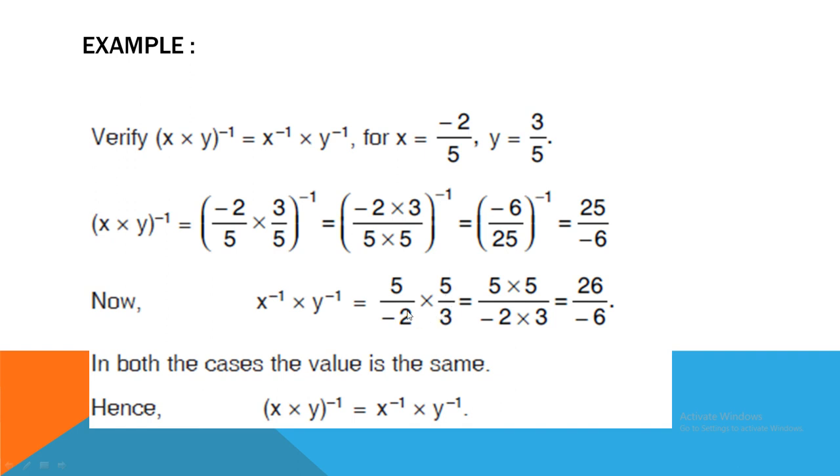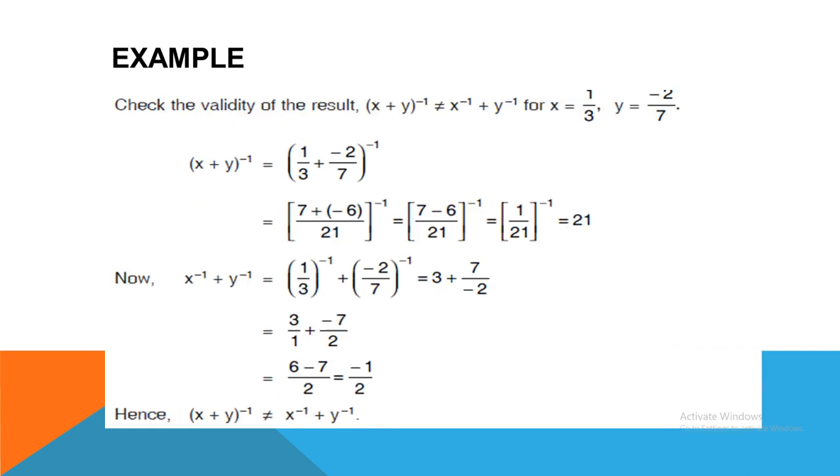Okay. Now we have to multiply them. Multiply numerators together, denominators together, and check can we cancel any number of numerator with denominator? No. So just simplify it. 5 into 5 will be 25. This is wrong, sorry, written here. This is minus 6. So in both the cases we find that (x into y) inverse is the same as x inverse into y inverse. Okay.